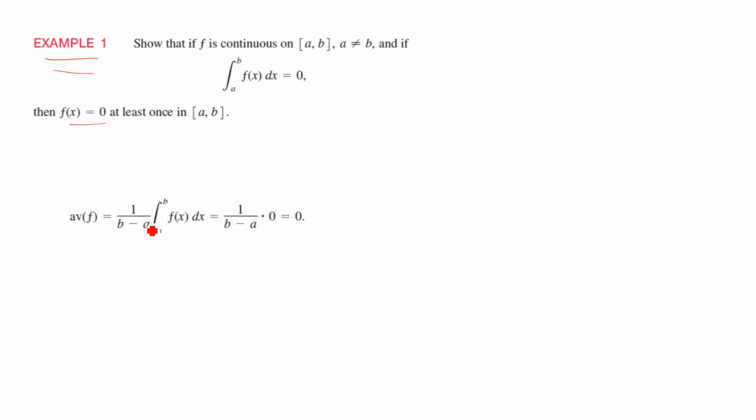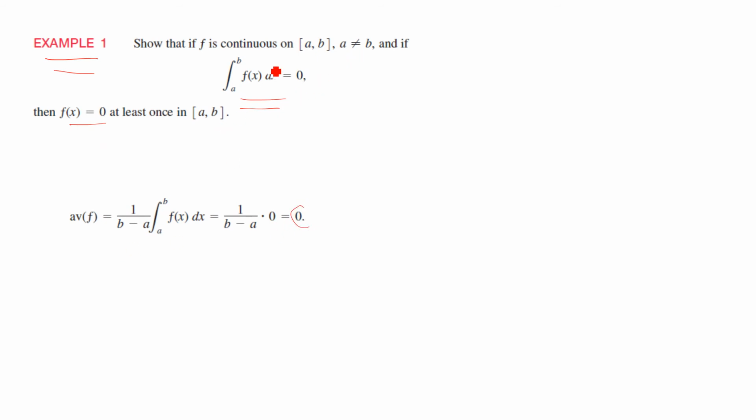So the average value of the function is the integral from a to b of f(x) dx divided by b minus a. Now this integral is 0. This is given. So this is 1 over (b minus a) multiplied by 0. This is 0. So the average value of the function is 0.